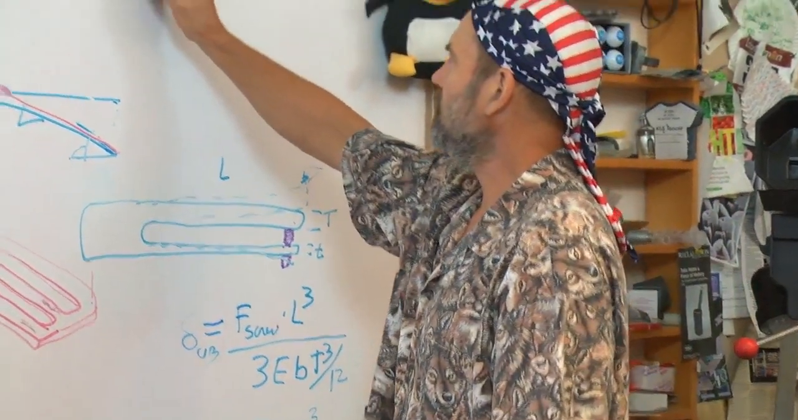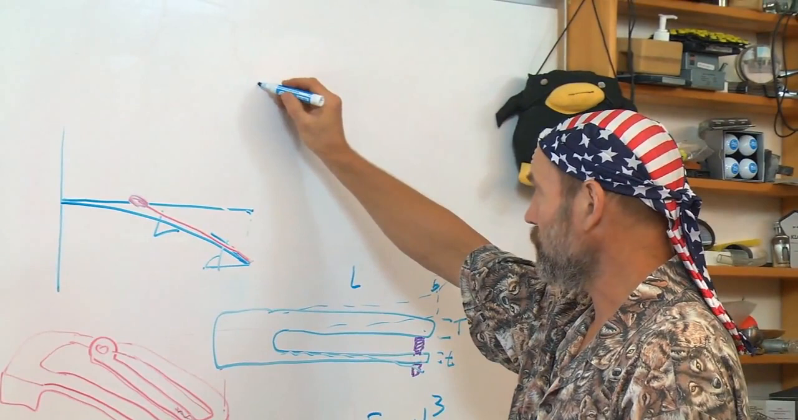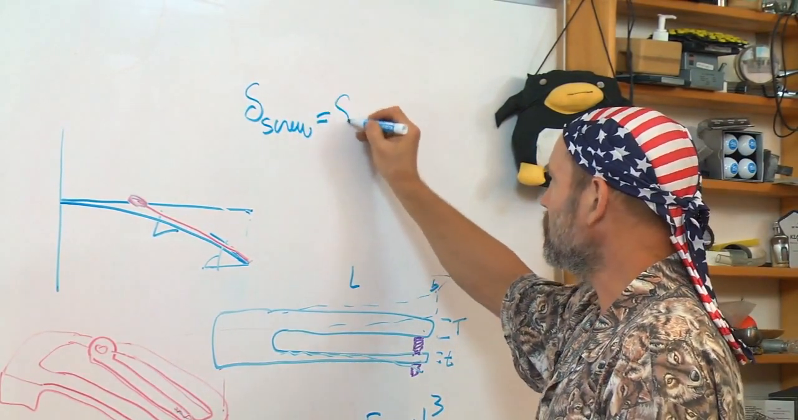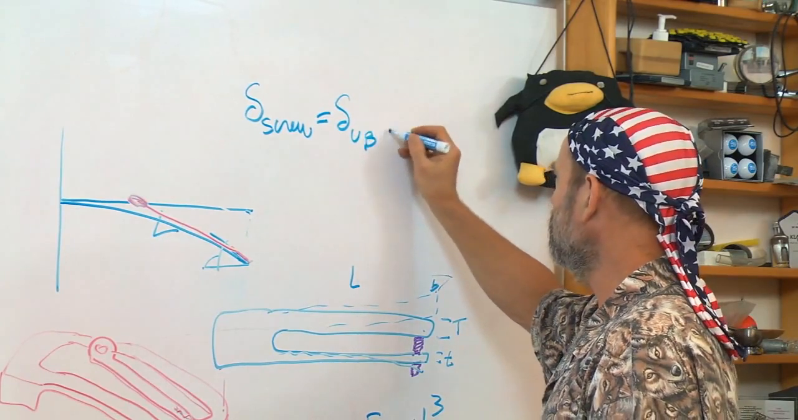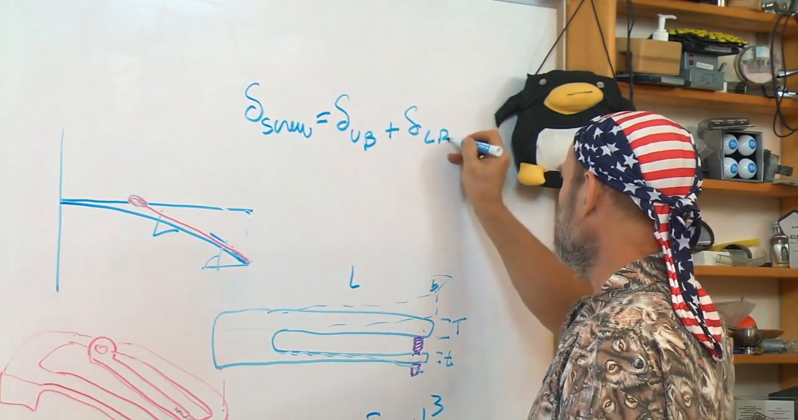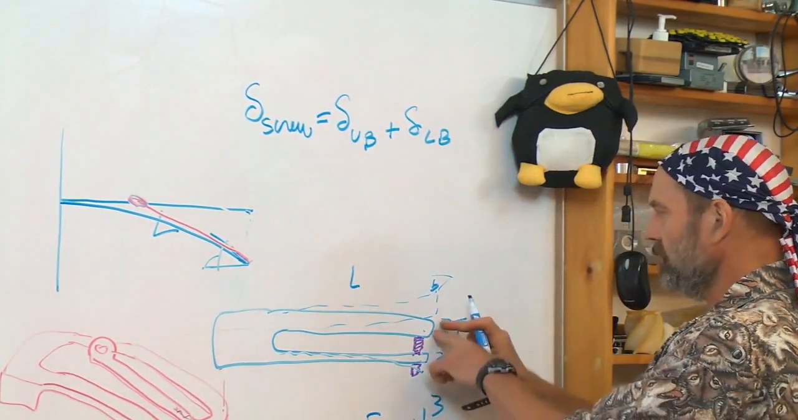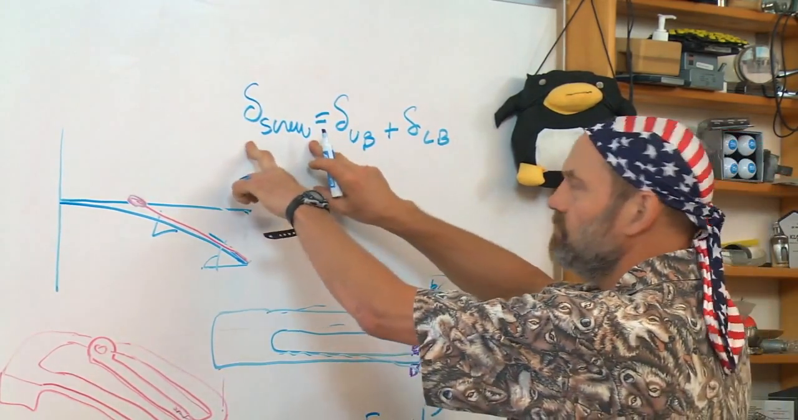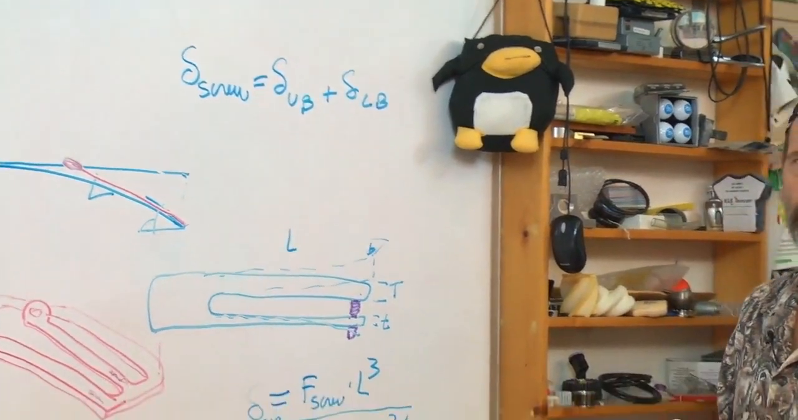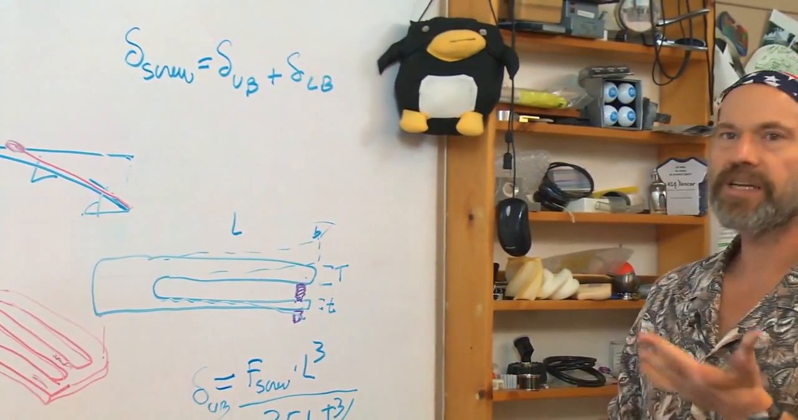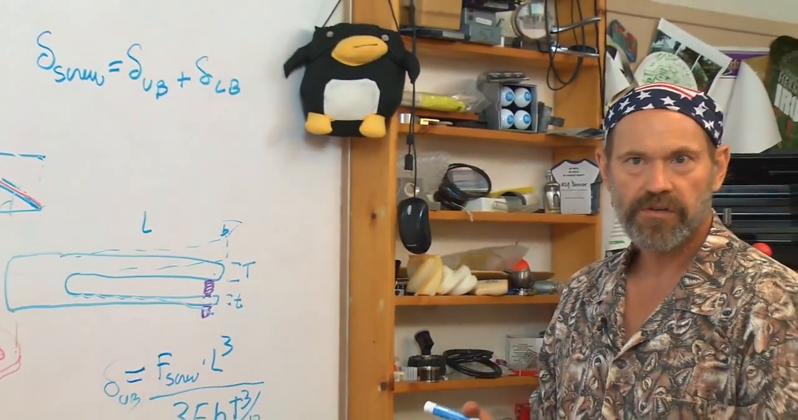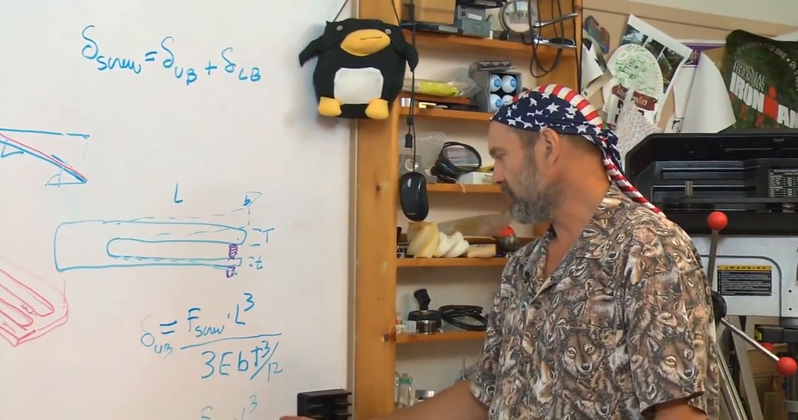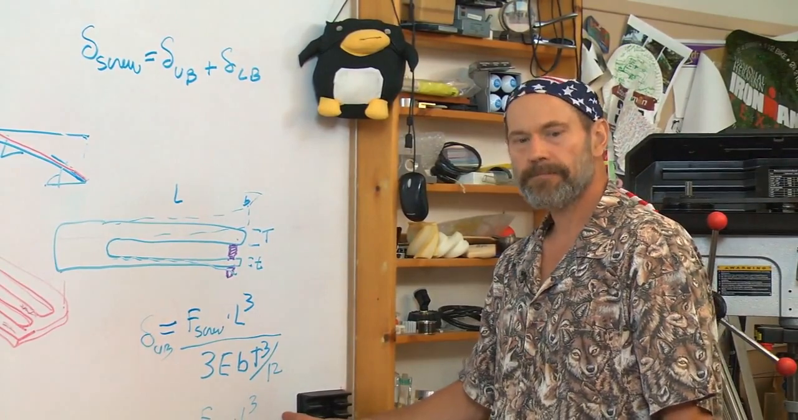In other words, the screw motion, let's call it delta of the screw, is going to equal delta of the upper beam plus delta of the lower beam. The lower beam is going to deflect down, the upper beam is going to deflect up. The sum of those two deflections is the amount that I move the screw. So the transmission ratio I'm going to get from this system is going to be the ratio of these two equations here.